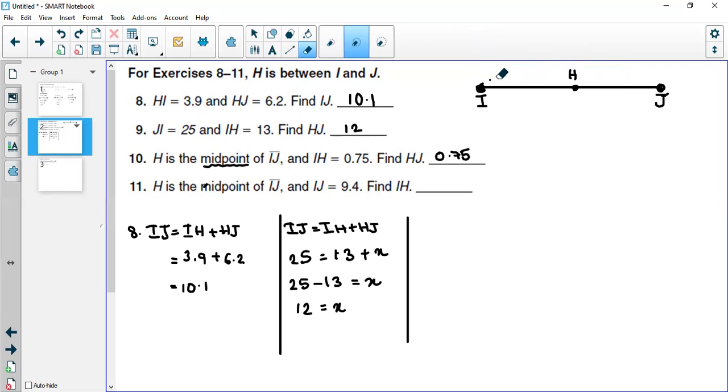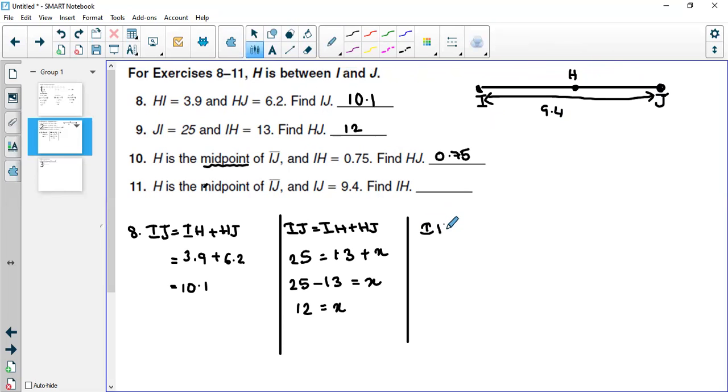This and this. Okay. Again, H is the midpoint, so it's the midpoint of IJ. IJ is 9.4, so the whole length is 9.4. Find IH. So if the whole length is 9.4, this line has been divided in two parts. So to find IH, what are you going to do? I need to divide it by 2. So 9.4 divided by 2.